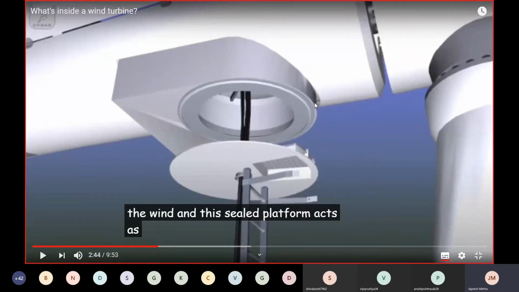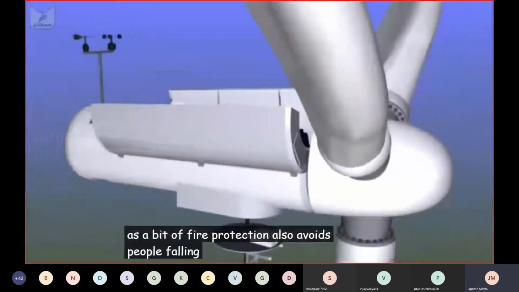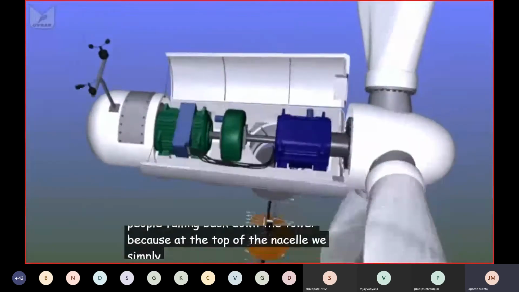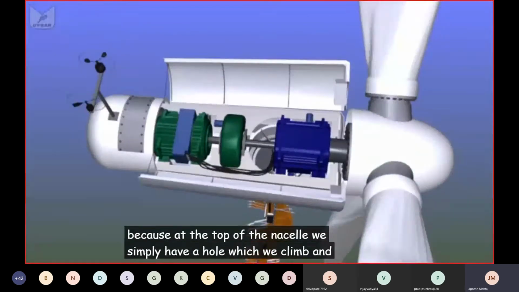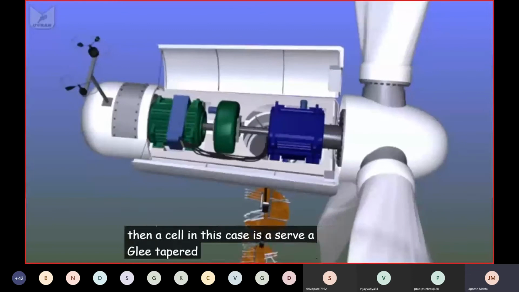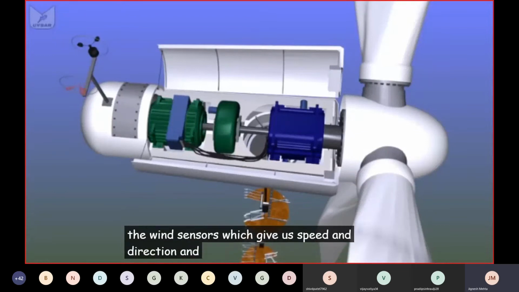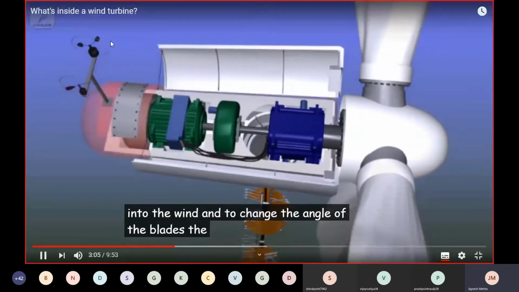The bit of fall protection also avoids people falling back down the tower, because at the top of the nacelle we simply have a hole through which we climb, and the nacelle in this case is a vaguely tapered tube. At the back we have the wind sensors, which give us speed and direction and allow the turbine to face into the wind and to change the angle of the blades.